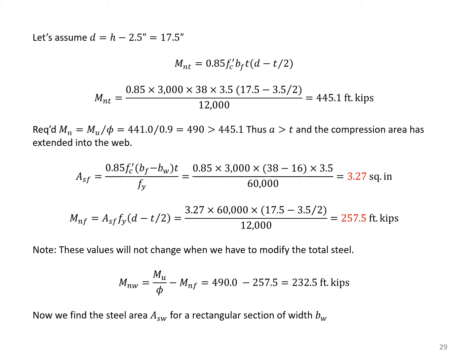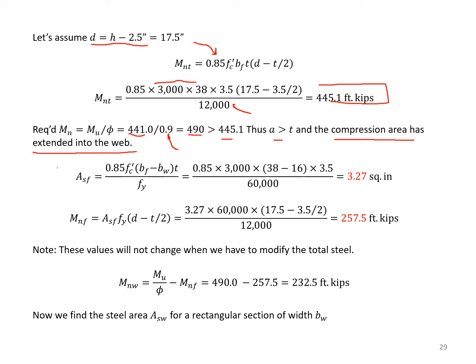For that, please find d first, estimated as h minus 2.5. Plug it into the equation for MNT. Using inches and pounds in the equation, at the end we divide it by 12,000, so we get foot-kips. All right? And the required resistance is Mu, which was given by the problem, divided by phi, which is now assumed. We're going to check it later. And notice that this is larger. That means a is larger than t, and the compression area has therefore extended into the web.